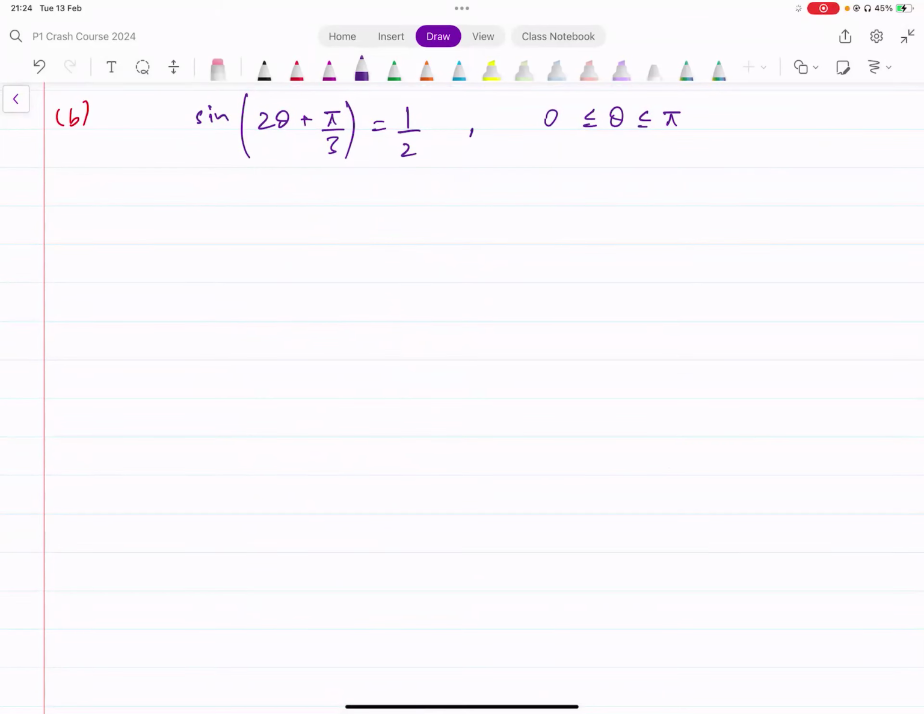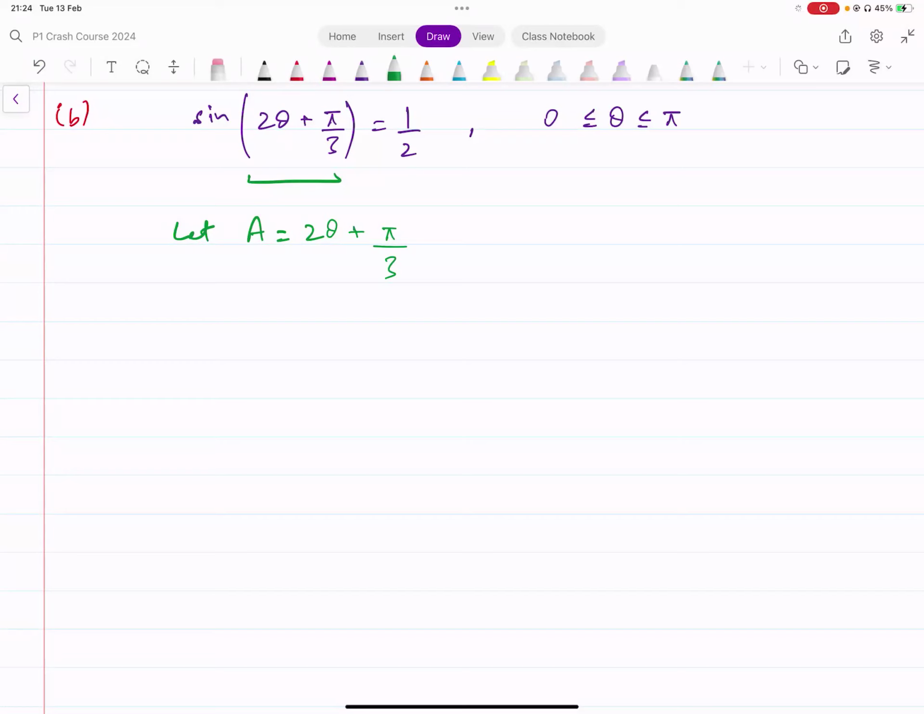Now, notice this is in radians. We don't have a degree sign here. We have this in terms of pi as well. So that's radians. Make sure your calculator is in the correct mode. You have to use radians here. How do we solve this equation? How do we start? The first thing we have to do is we have to use a substitution. We say let A equals 2 theta plus pi over 3. Right? We could use this substitution.